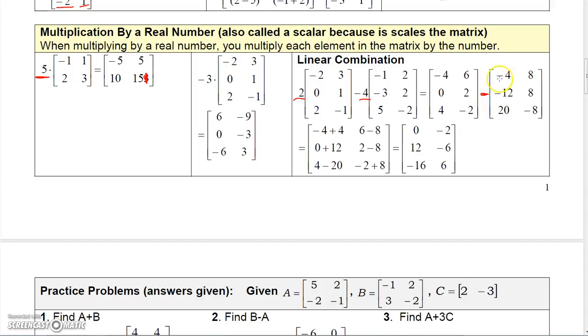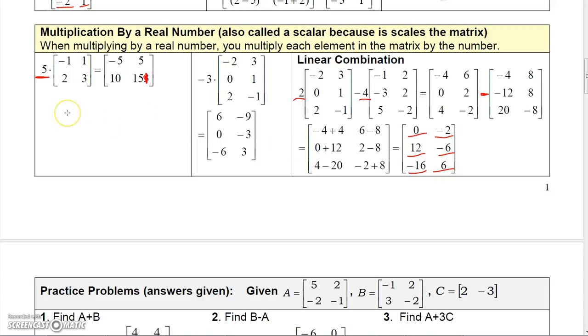-4 minus -4 is 4 plus 4, which is 0. 6 minus 8 is -2. 0 minus -12 is 0 plus 12, which is 12. And 2 minus 8 is -6. And 4 minus 20 is -16. And -2 minus -8 is -2 plus 8, which is 6.